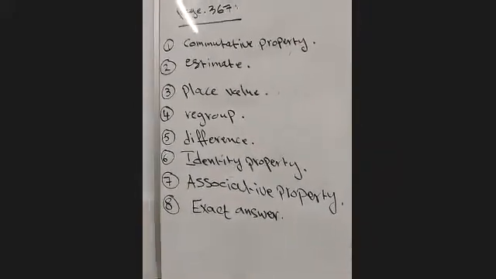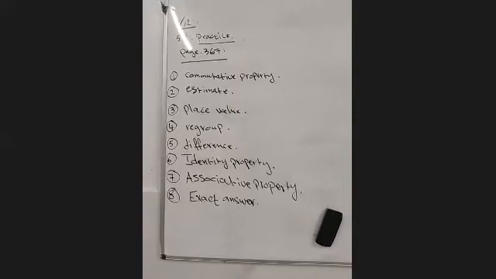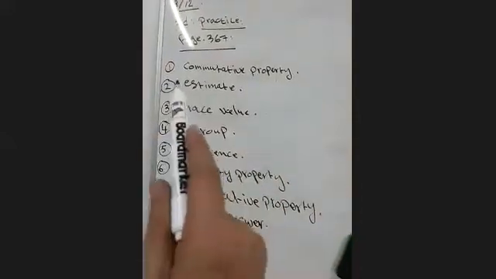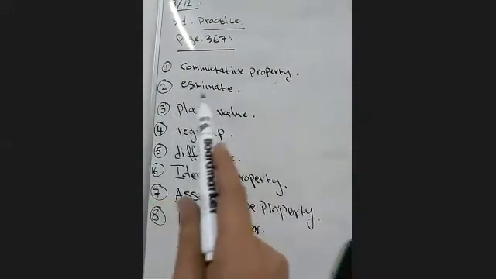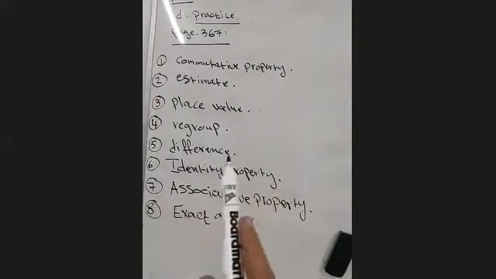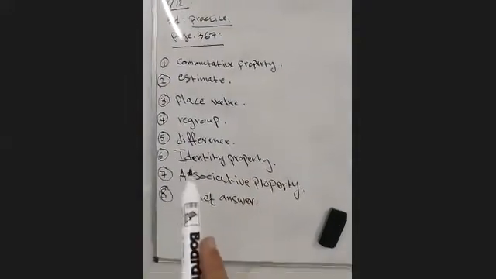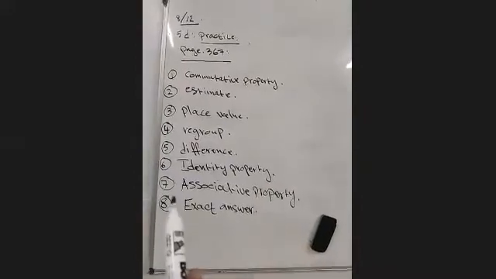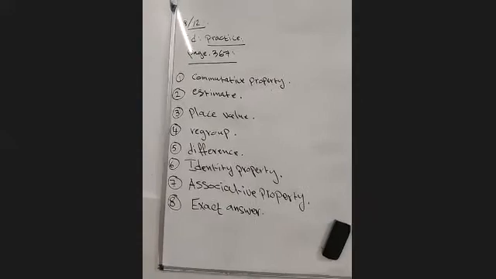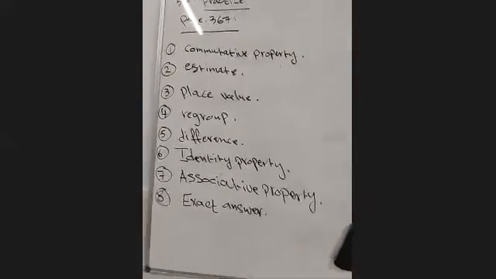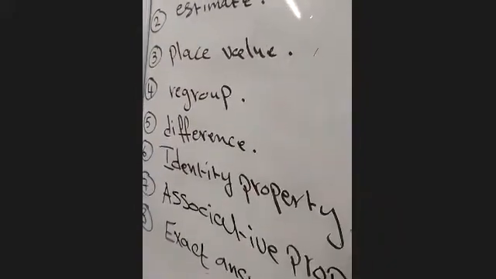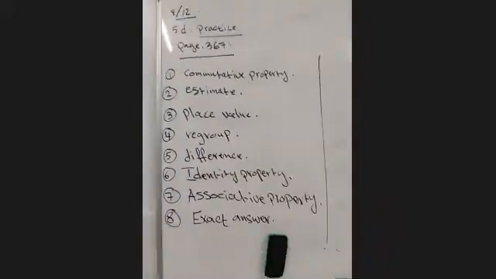These are the first 8 questions on page 367. We fill them. Question 1, commutative property. Then estimate. Question 3, place value. Question 4, regroup. Question 5, difference. Question 6, identity property. Question 7, associative property. And question 8, exact answer. These are the answers here. Hope you are done with copying it. Now let's move to the next page and do some exercises there.